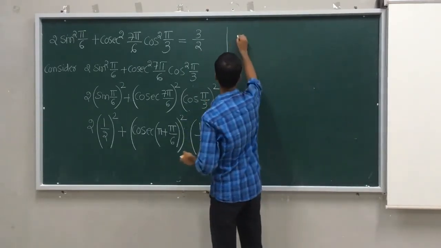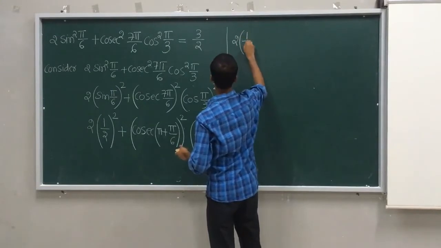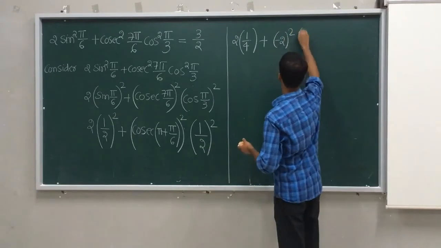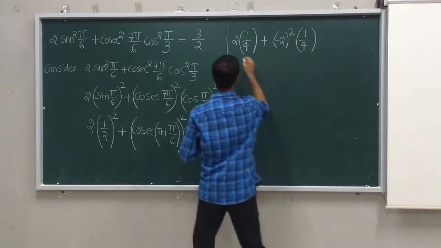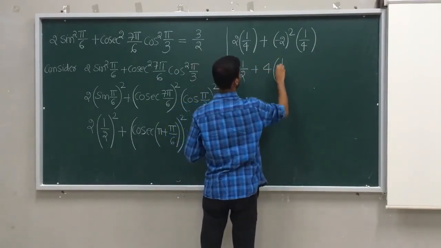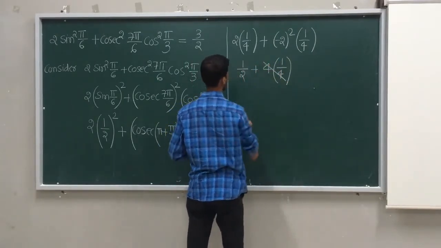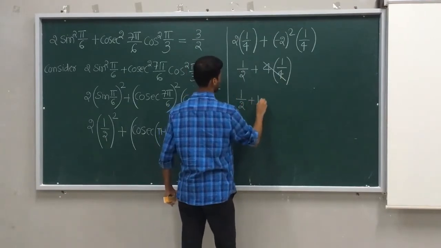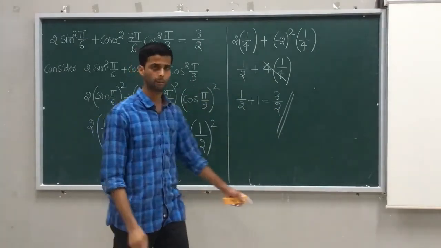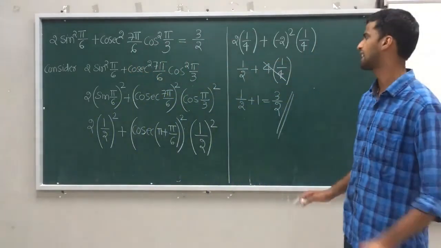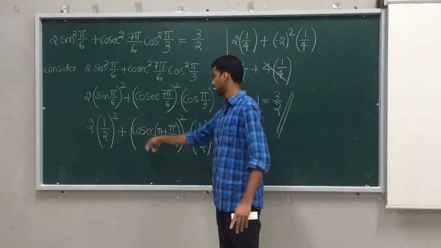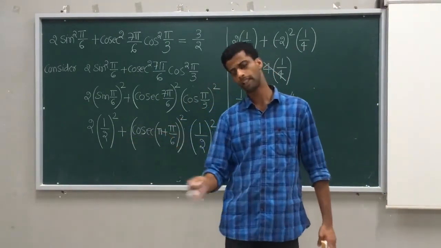Therefore, let me use now 2 into 1 by 4 plus minus 2 the whole square into 1 by 4. It is nothing but 1 by 2 plus 4 times 1 by 4. This will cancel, you are left with 1 by 2 plus 1. It is 3 by 2. Yes, as per expectation, we got the answer 3 by 2. It all depends on how accurate you are in calculation. You should know the table, you should know the ASTC criteria. If you know, you will easily manage it.